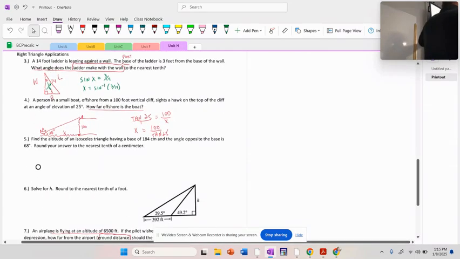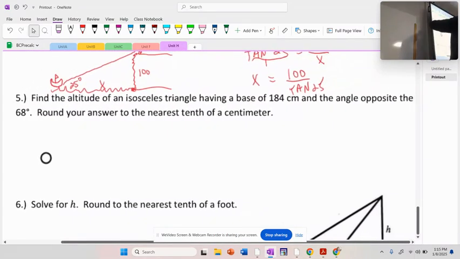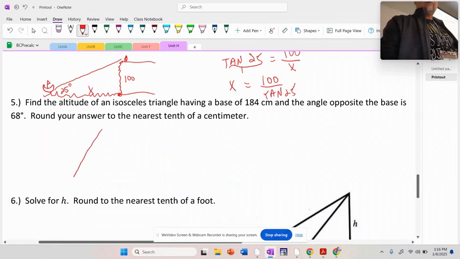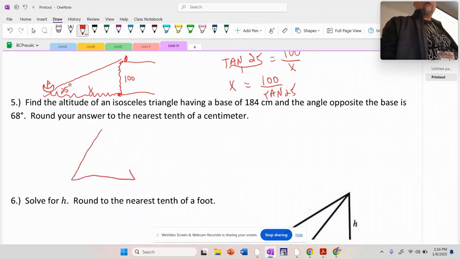All right? What just happened there? Okay, so find the altitude of an isosceles triangle. This was the whole part of our deriving last year of those special triangles, except we had equilaterals. But an isosceles triangle means these two are equal, so you've got to know that definition. With a base of 184, I'm going to put that way down here because I'm going to do something else with that. And the angle opposite the base is 68. Oh, find the altitude. I skipped that part.